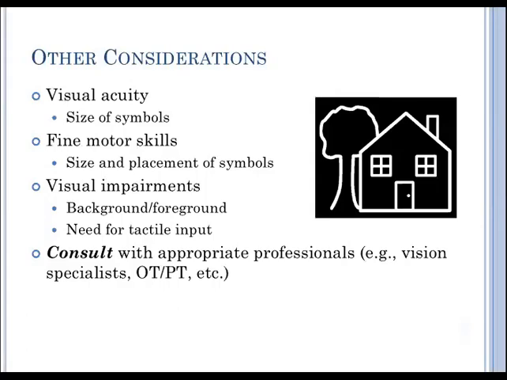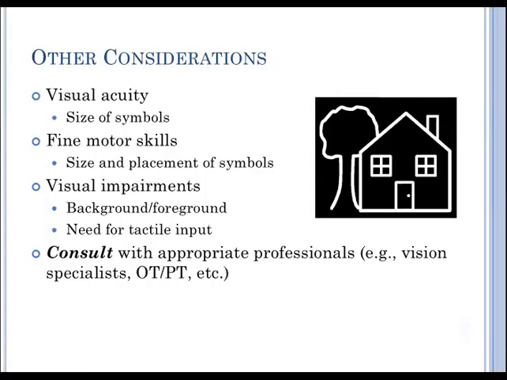If they need to point to them, are they going to be able to point and not make accidental hits by touching nearby symbols? Do they need more space in between symbols? If they're needing to lift symbols off of their visual schedule so that they can indicate something is finished, do they need to have symbols be a bit larger so that they can actually grab onto them because their motor skills aren't very good? So those are things to think about.